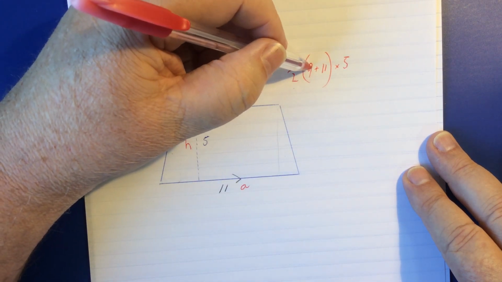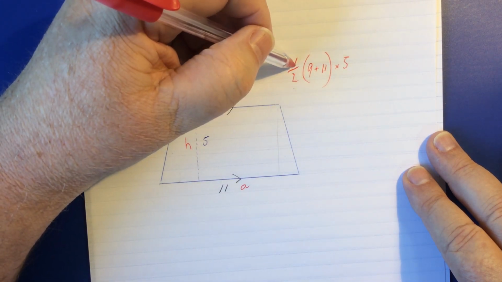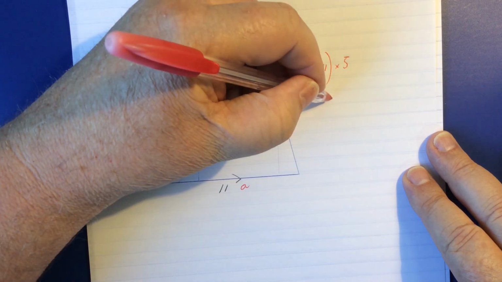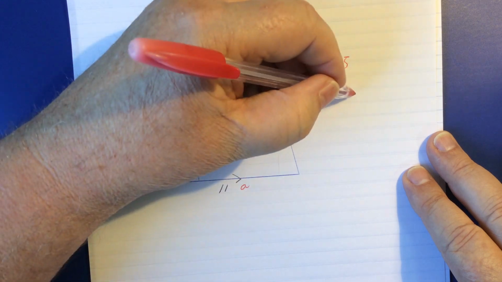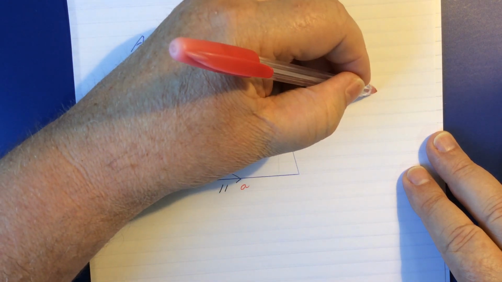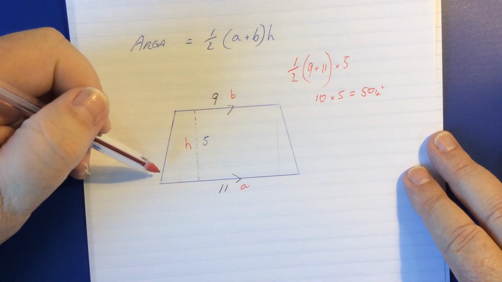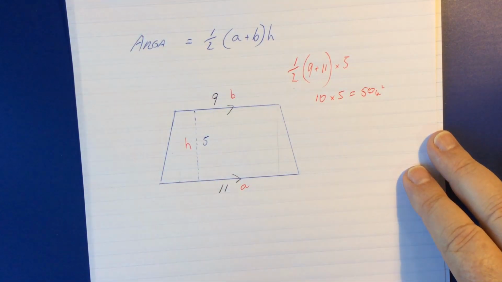So 9 plus 11 is 20. A half of 20 is 10. 10 times 5 is 50. So this is 50 units square. And that is how you find the area of a trapezium.